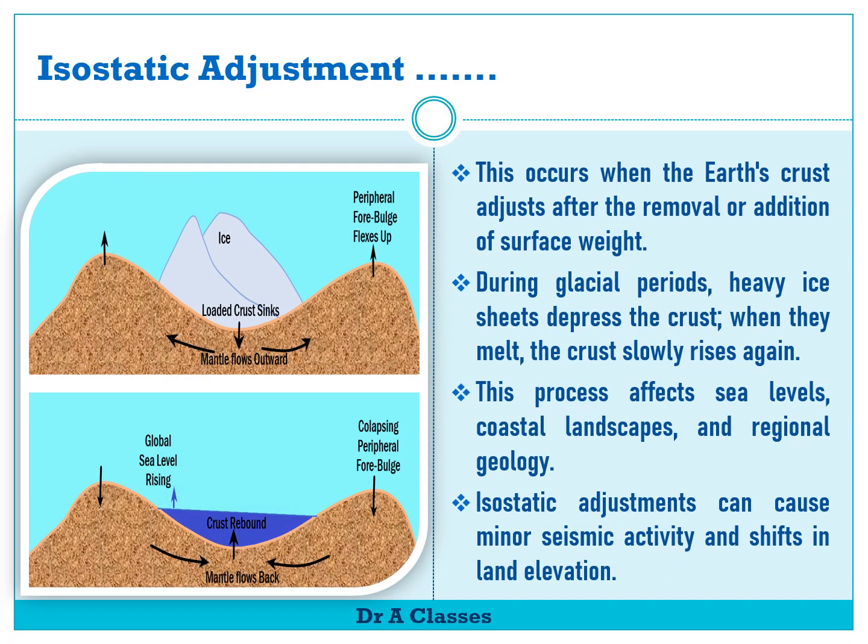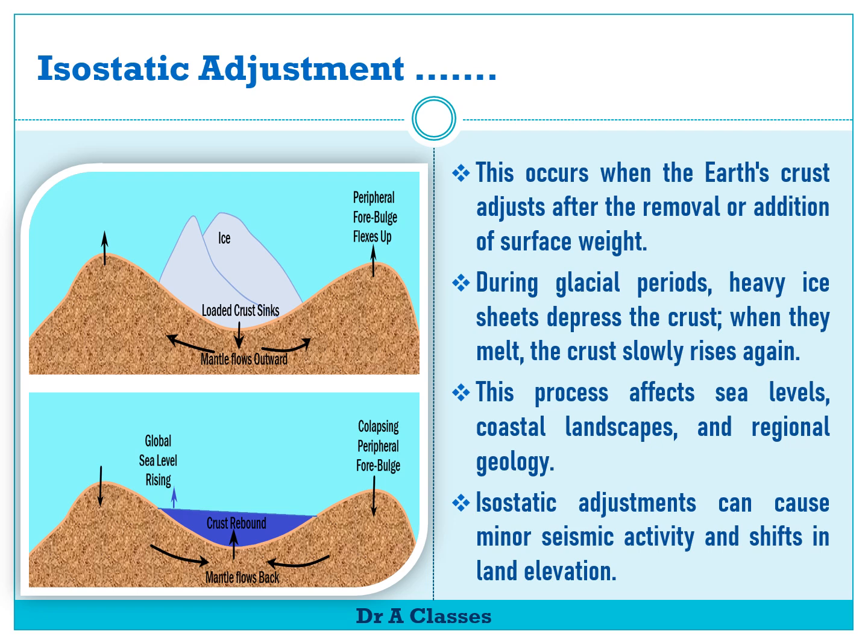Isostatic adjustment. Isostatic adjustment refers to the vertical movement of Earth's crust in response to changes in surface weight. This process is driven by the principle of isostasy, which states that the lithosphere maintains equilibrium by rising or sinking relative to the denser, more fluid asthenosphere beneath it.